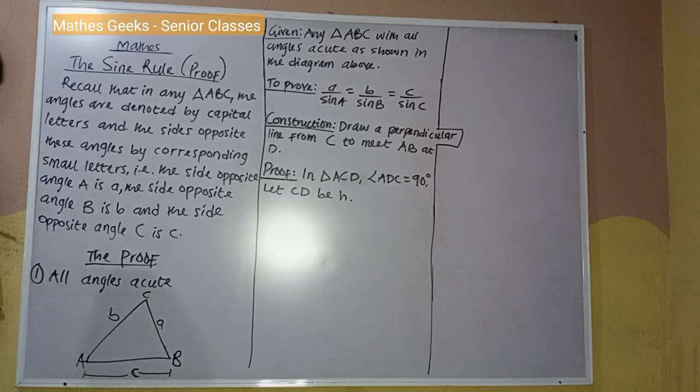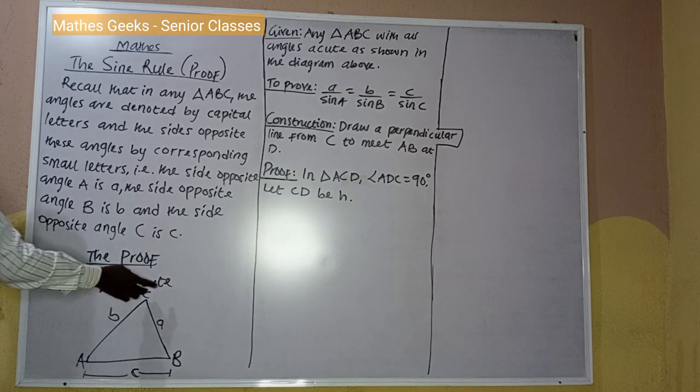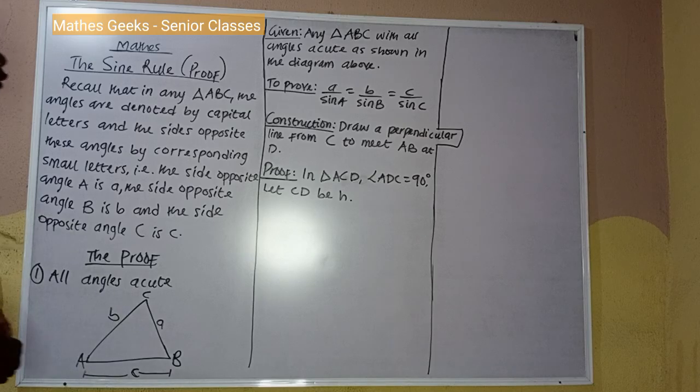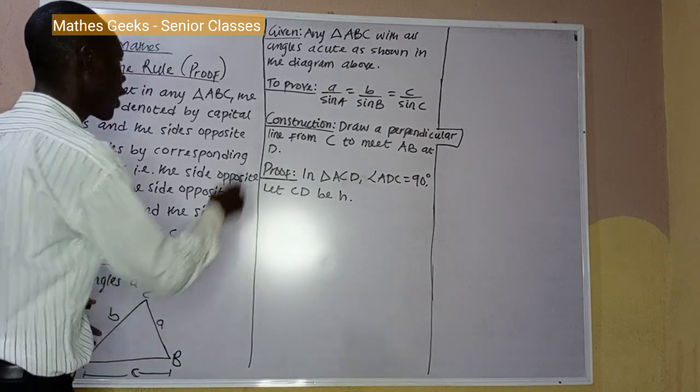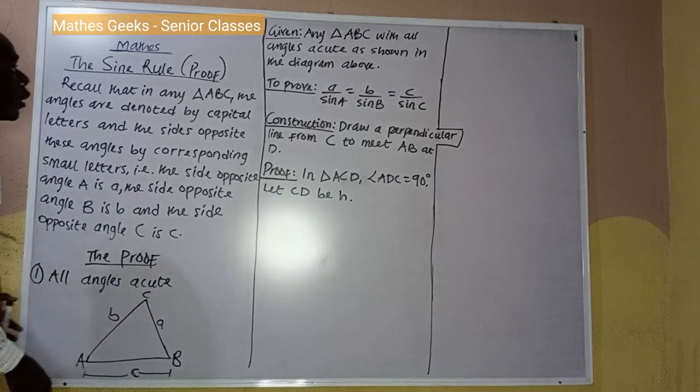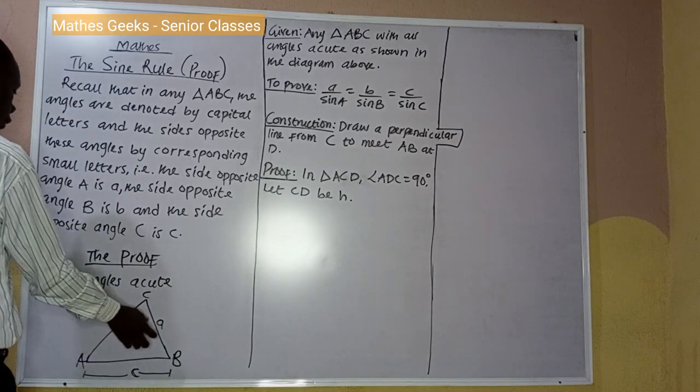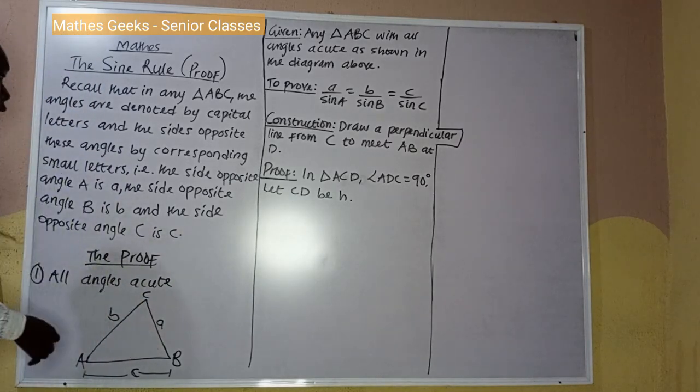So the proof: all angles are acute. There are two ways we get the proof for the sine rule. The first one is when all angles are acute. Given any triangle ABC with all angles acute, as shown in the diagram here, we're given this diagram ABC where all the angles are acute.